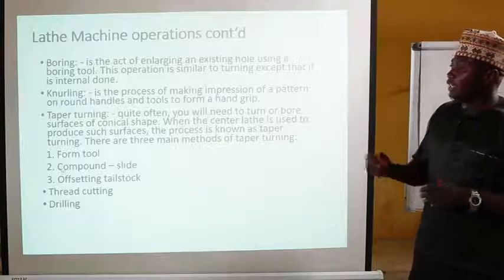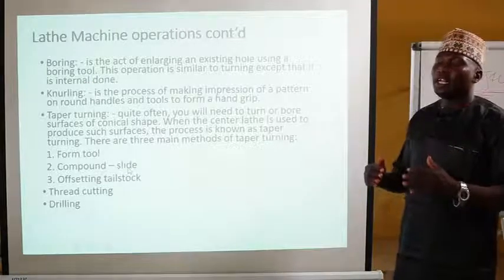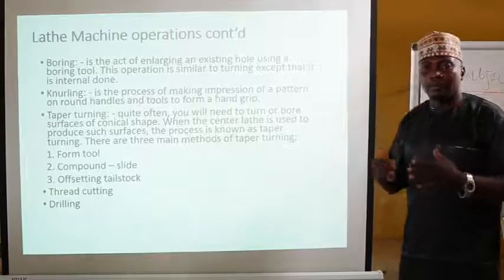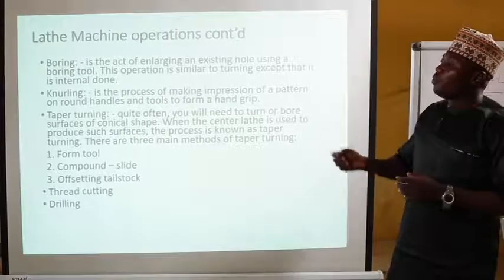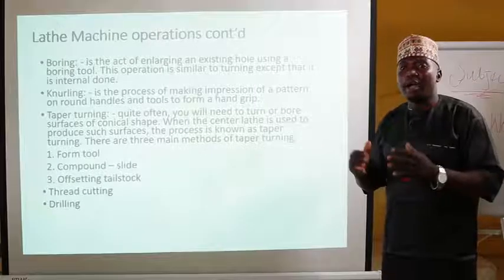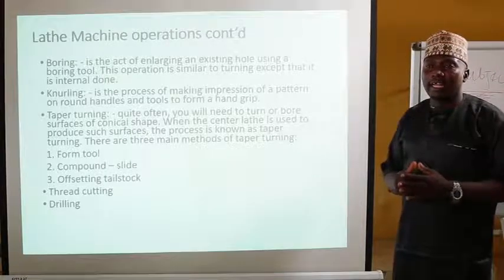Then the next one is the compound slide method. Now, like I said, the compound slide is located at the apron. Okay? Now, the compound slide can be offset. What I mean by offset is that it will go off center.